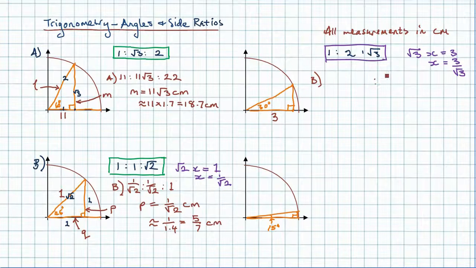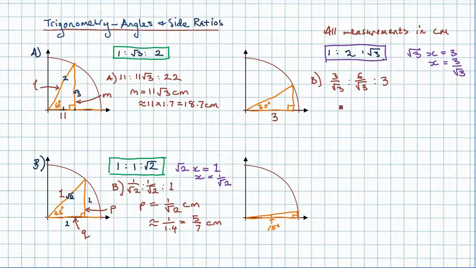Now, in that case, we know what's happened to this side. Let's just do it over here. To get 3, it's been multiplied by 3 over root 3. Well, all the sides must be multiplied by 3 over root 3. So in other words, this side must be 2 times 3 over root 3, which is 6 over root 3. And this side is just 1 times 3 over root 3, in other words, 3 over root 3. There we go. So these are the new values of our sides.